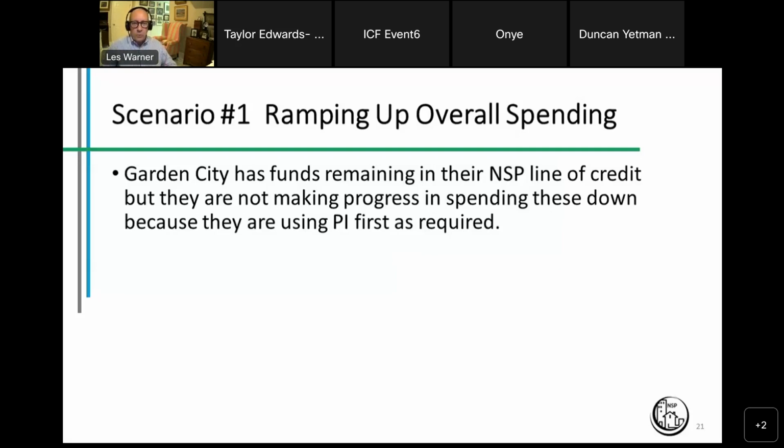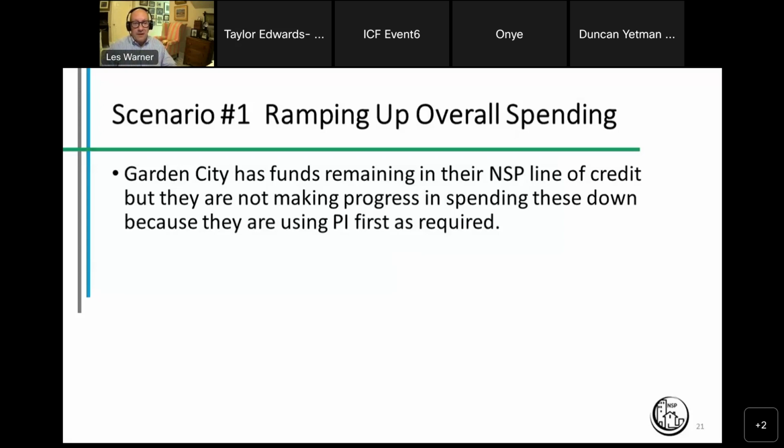So when we talked about this ramping up of overall spending, Anya talked about the fact that because we have this rule that program income has to be expended prior to being able to draw down additional funds from your line of credit, we probably have some folks that are churning, trying to get to spending down that final amount of money in their NSP line of credit. But because of that stream of program income coming in, whether it's in very regular amounts or whether it's unexpectedly coming through, that's really preventing them from being able to get out of that category of still having money in their line of credit.